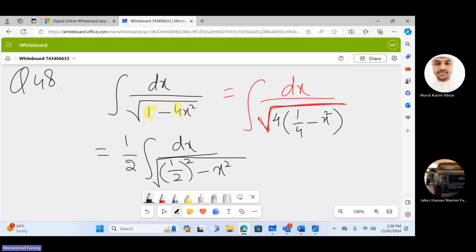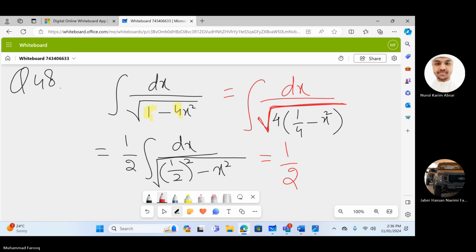Now, open the formula sheet and please try to check. Which format is this? Constant square minus function square under a square root sign. The answer is sine inverse. So what is the answer of this format? See, this 1 by 2 is part of my question, so just copy it as it is.